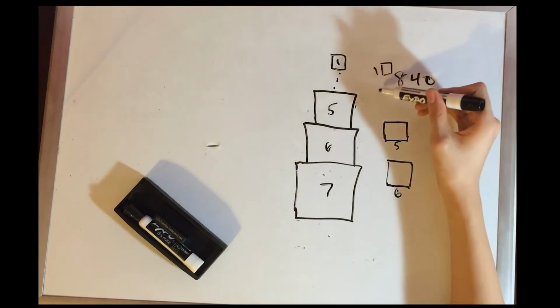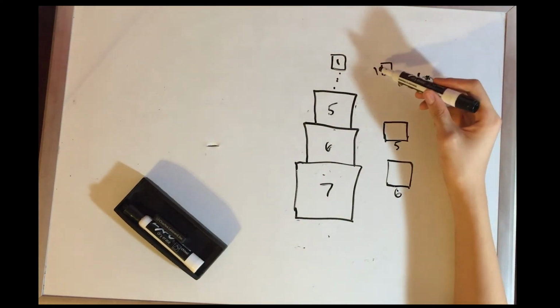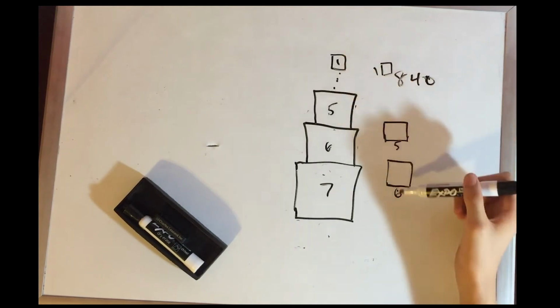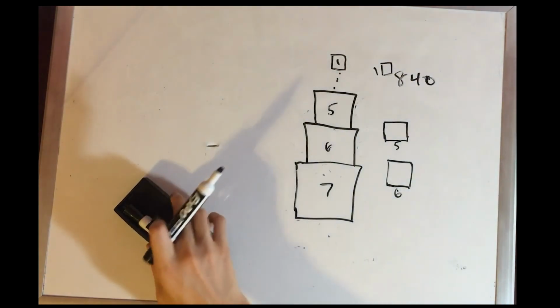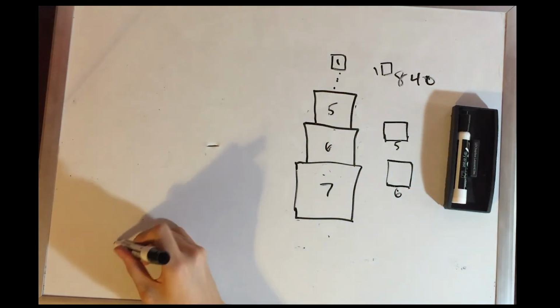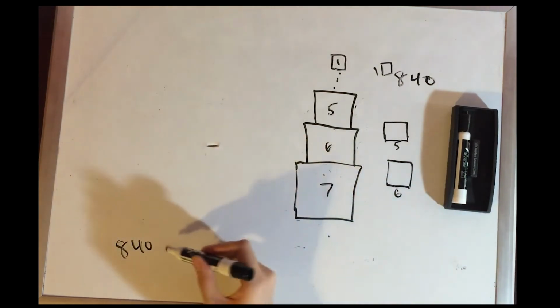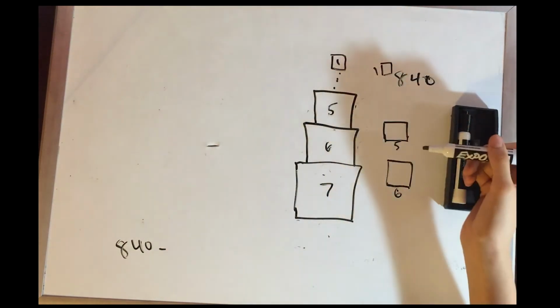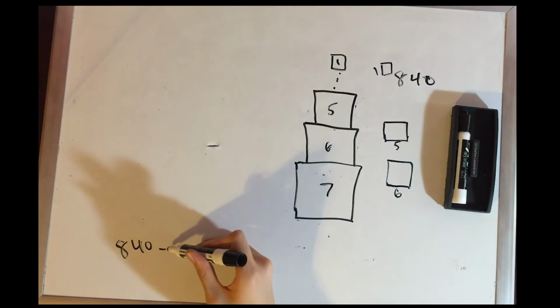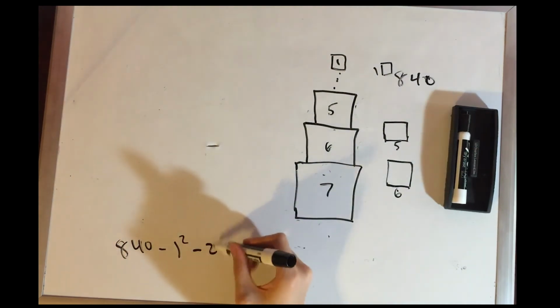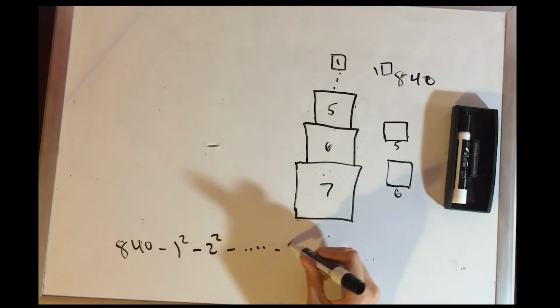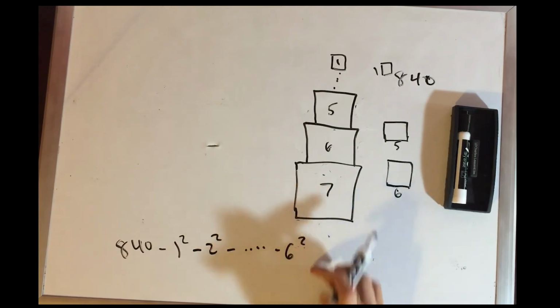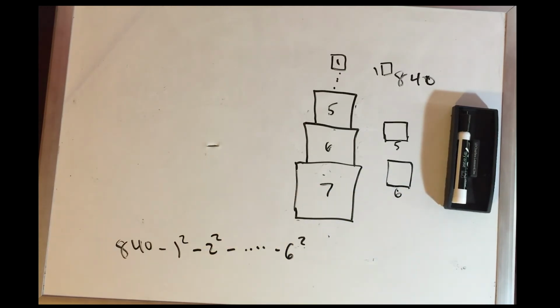So basically we just have to subtract all of these squares, square of side length 1 all the way to square of side length 6, from 840. So let's do that. So what it's going to look like is something like this. Each of these squares is going to have an area of n squared. So we're going to have to subtract 1 squared, subtract 2 squared, subtract all the way to subtract 6 squared. Now, this is actually the wrong answer to the problem, and I'll tell you why.